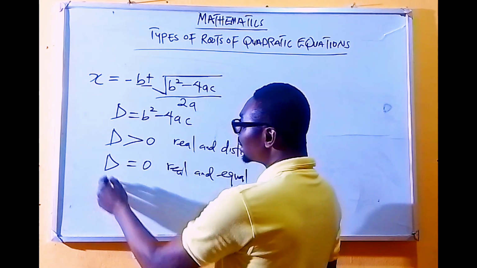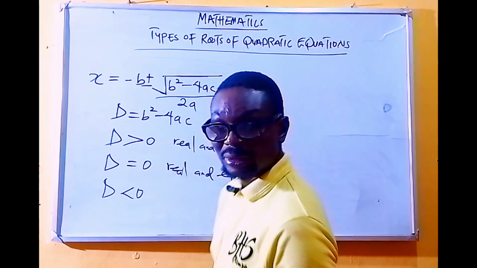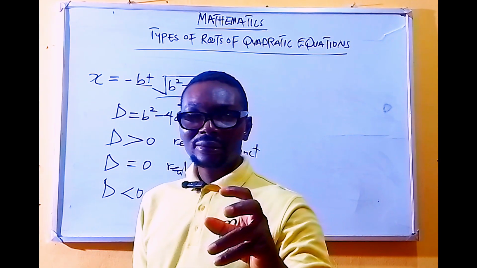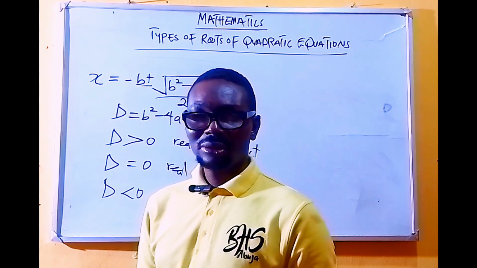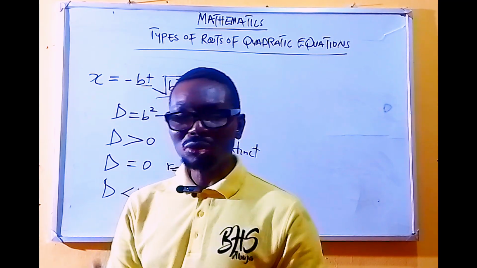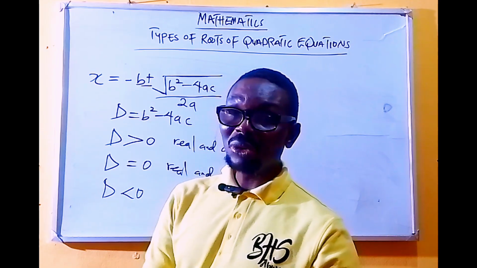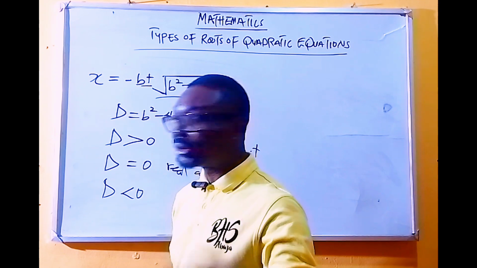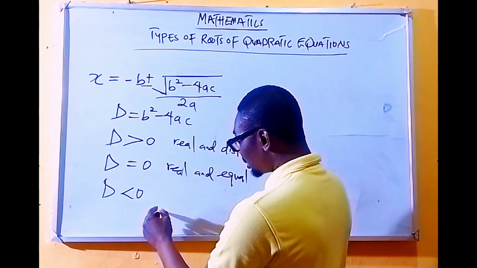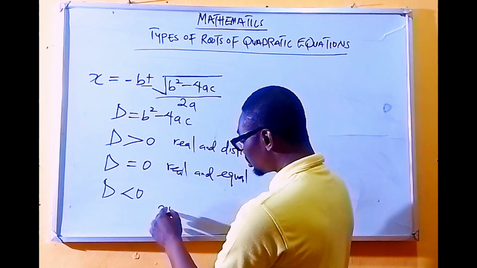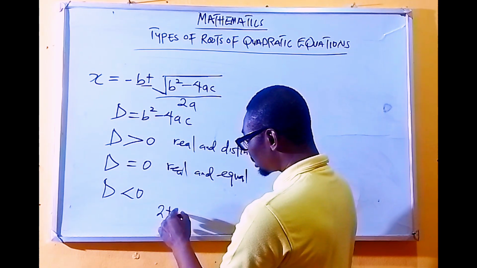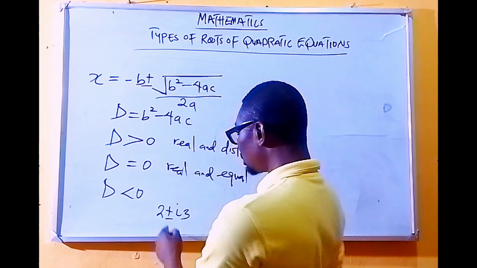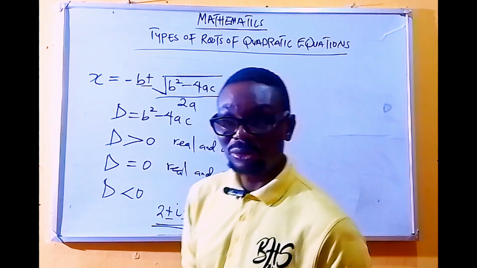Then lastly, when the discriminant is less than 0, we are going to have what we call the complex or the imaginary roots that do not have real solution. Now the real and the imaginary root is in this form. You can have 2 plus or minus 3i and so on. So this is called a complex root.